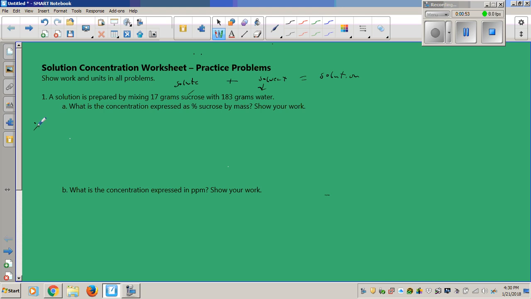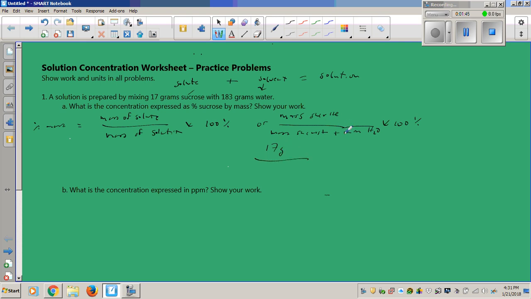It is also equally important to understand that percent by mass is equal to the mass of the solute over the mass of the solution, and you're going to multiply that times 100%. That's what gives us a percent mass. Or you can say that you have your mass of solute, which is the mass of sucrose, over the mass of sucrose plus the mass of H2O, times 100%.